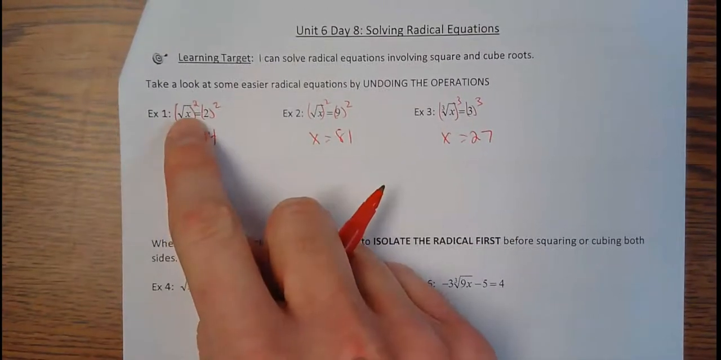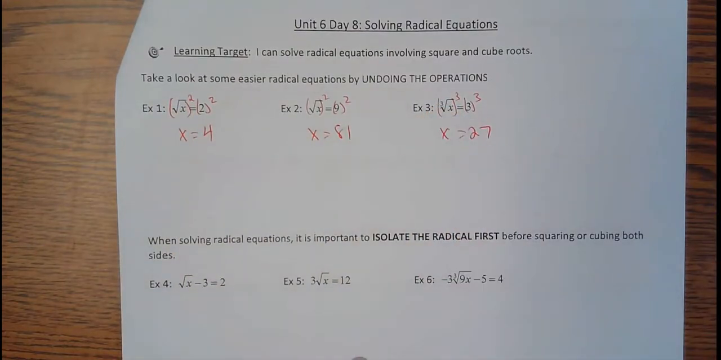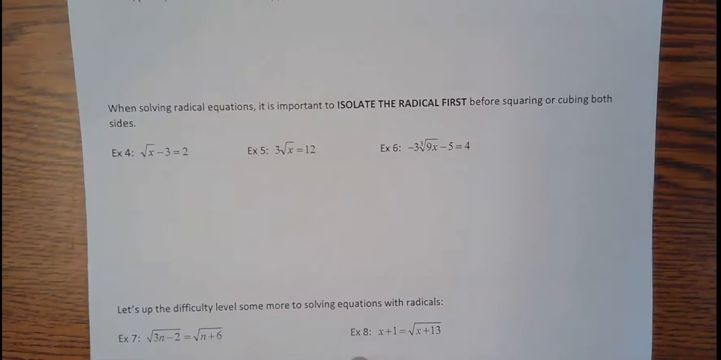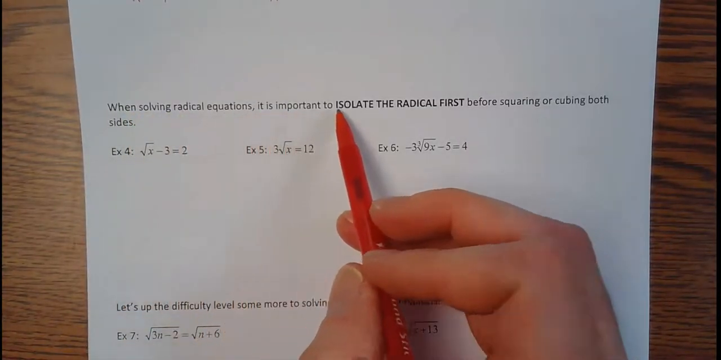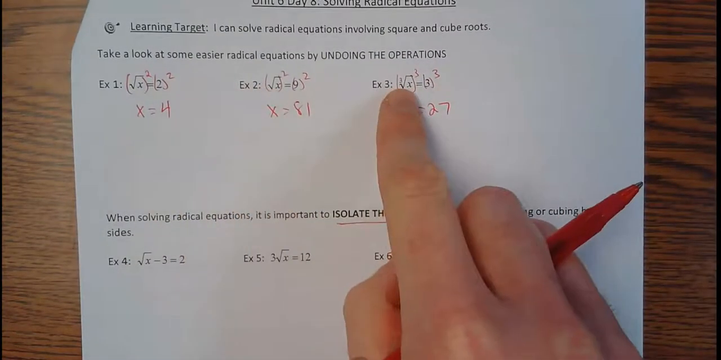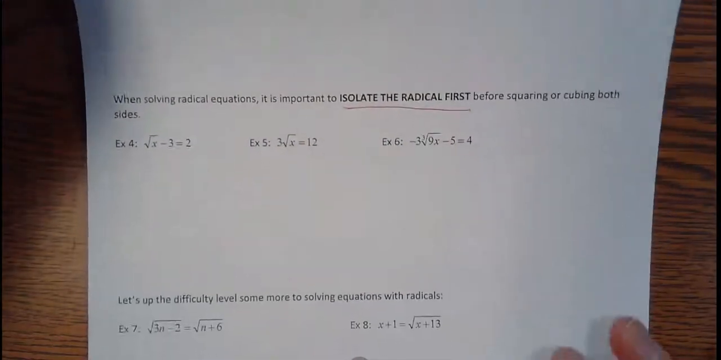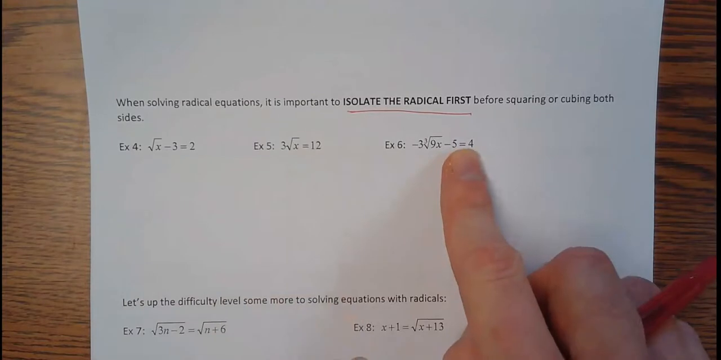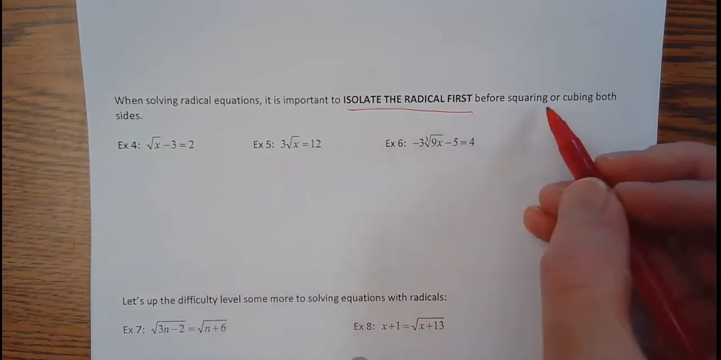If you need to get rid of a radical sign, whether it's a square root or a cube root, you're going to use an exponent to do that. But sometimes you have to do a step first. So like here, when solving, it's important to isolate the radical first. Up here, the radicals were all by themselves. They're on a side of an equation by themselves, so I could get rid of them using the exponent. These guys aren't by themselves yet, so I need to get them by themselves, then get rid of it. So isolate the radical first.